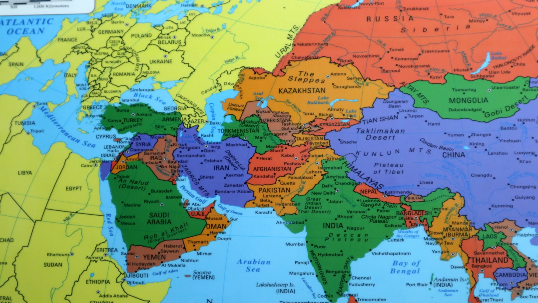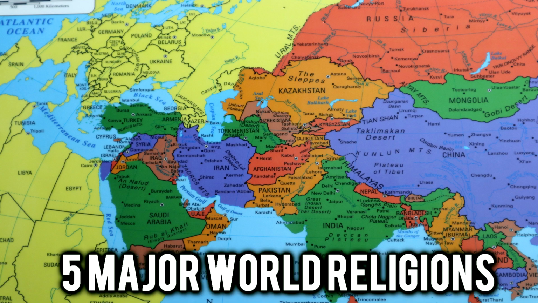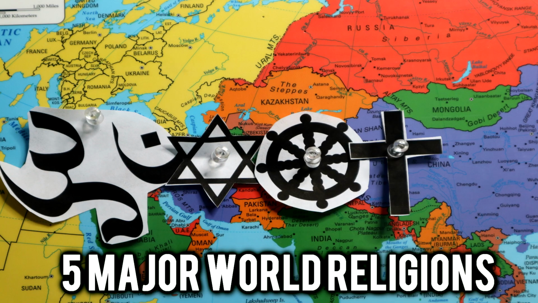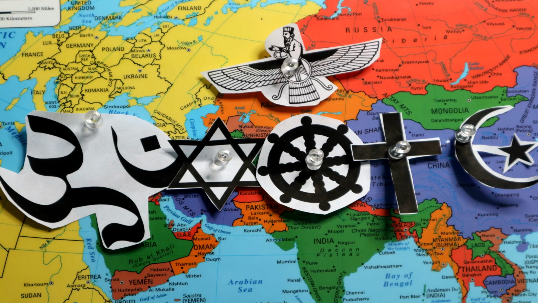It is also important to illustrate what religions we will be looking at, which will be the 5 major world religions: Hinduism, Judaism, Buddhism, Christianity, and Islam. Also, one extra: Zoroastrianism, which I will get to why it is extra later.